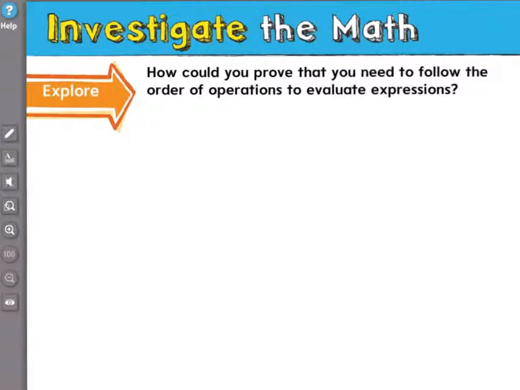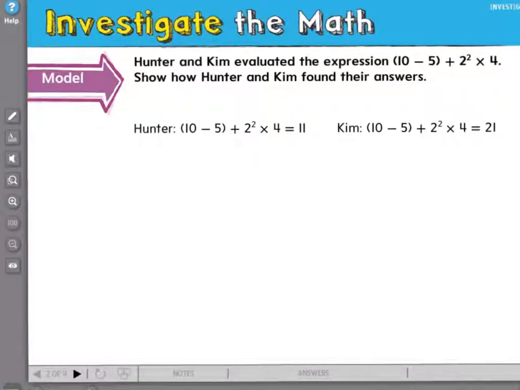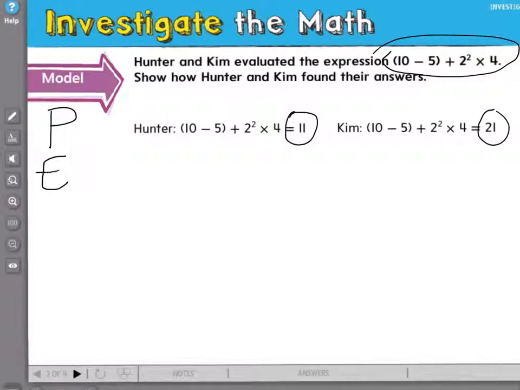Look into this just a little bit more. How could you prove that you need to follow the order of operations to evaluate expressions? Example, Hunter and Kim evaluated this expression, but as we can see, they both got 2 different answers. Let's use the order of operations to see who solved the problem correctly. I'm going to write my PEMDAS over in the corner.